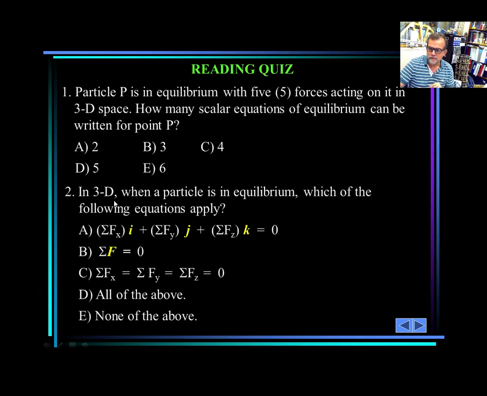In 3D, when a particle is in equilibrium, which one of the following equations apply? Summation of forces in i, j, and k has to be 0. Summation of forces as a vector has to be 0. Summation of forces in x equal y equal z equal 0. All of the above or none of the above? Well, these three equations are actually the same one. So the correct answer should be all of the above, because for this to be 0, every one of them should be 0. For this to be 0, meaning it's in equilibrium, because this is vector-wise, and these are the scalar equations of equilibrium. Once again, the three equations are the same.